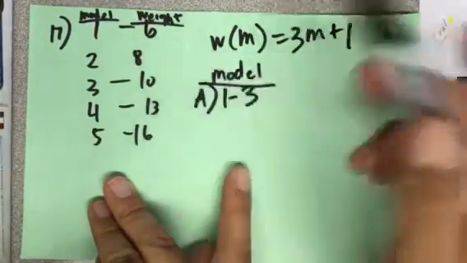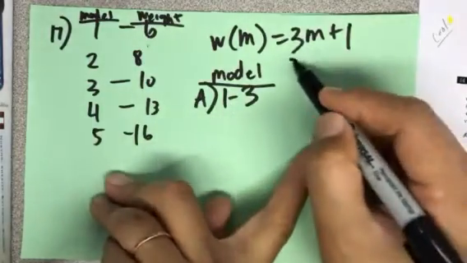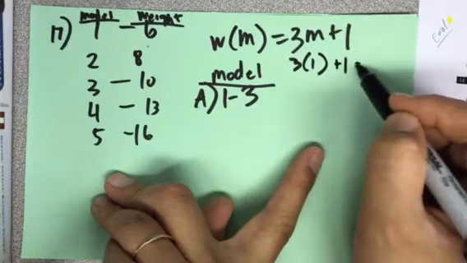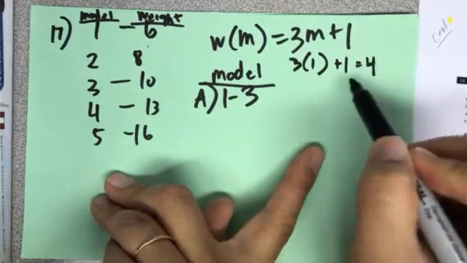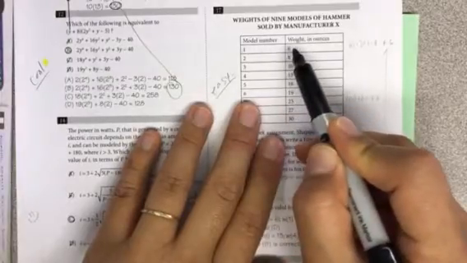This one is supposed to say 6. So if I take a number like 1 and I plug it in here, 3 times 1 is 3 plus 1, it equals 4, right? But if you look at your graph, when you plug in the model number 1, I'm going to show you where, right? Model 1, it says 6. Okay, so that one is not correct.